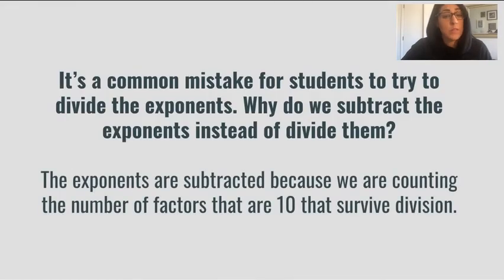The exponents are subtracted because we are counting the number of factors that are 10 that survived the division. And when we mean survived the division, think about the factors of 10 that paired up from numerator to denominator. When you divided those, they were equal to 1. The remaining factors is where we were coming up with that single exponent, how many were left.